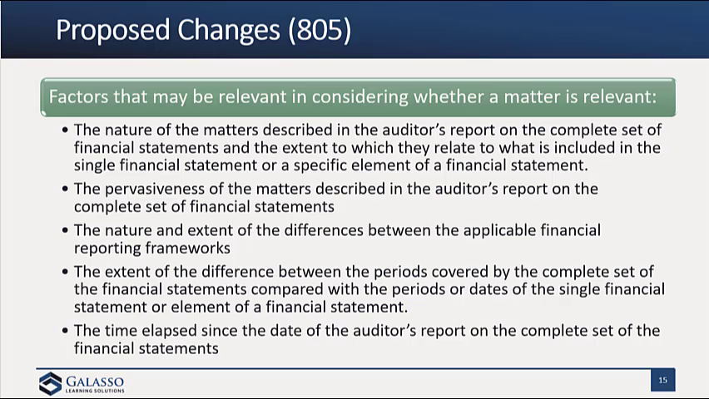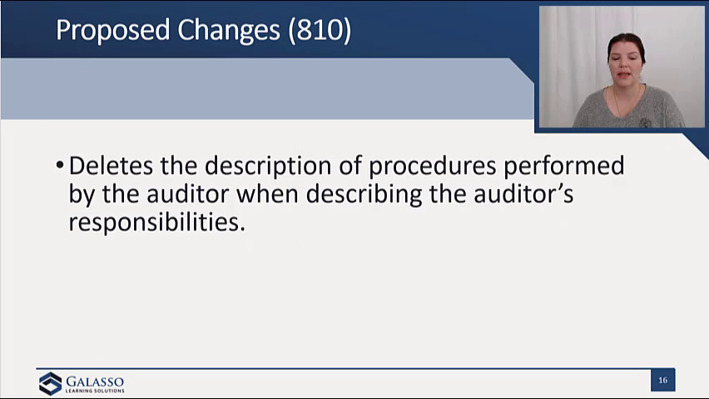So factors that may be relevant in considering whether a matter included in the auditor's report is relevant in the context of the engagement would include the nature of the matters described, the pervasiveness of the matter, the nature and extent of differences, the extent of differences between periods, and the time elapsed since the date of the report on the complete set of financial statements. All right, so these are just some factors that they've added to topic 805. Topic 810 are summary financial statements, and in summary financial statements, they do not contain all the disclosures typically, and there's some differences on how we do this.